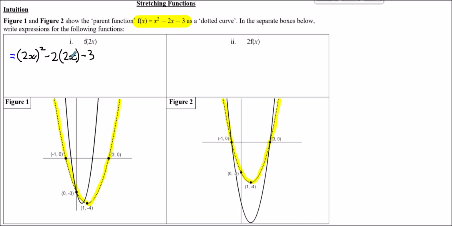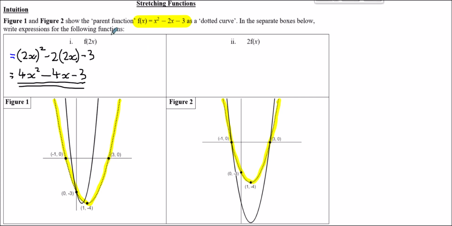minus 3. 2x all squared, square the 2, we get 4. Square the x, we get x squared, obviously. Minus 2 lots of 2x, that's minus 4x. Then minus 3. Wait a minute, isn't that exactly the same as what we had in question 1, which we plotted?